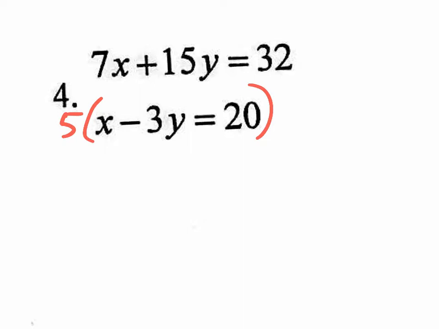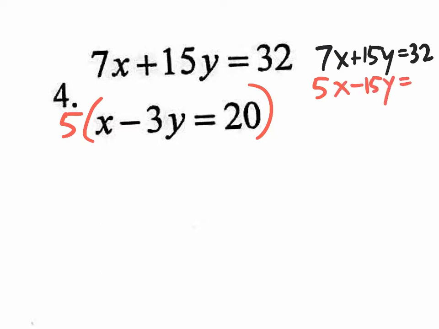So that top equation is going to stay the same. 7x plus 15y equals 32. The bottom one is going to change to 5x minus 15y equaling 5 times 20 is 100. And now we're ready to rock. Now we're able to combine the lines to eliminate the y's. So the 15 and the negative 15, the y's are gone, no more y's. We now have a simple one-step equation.